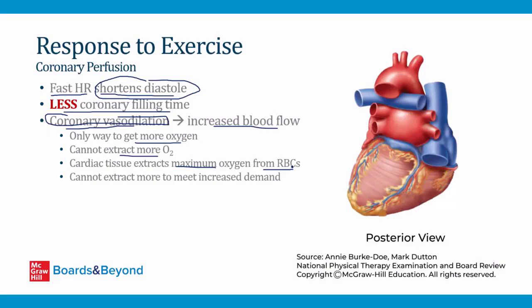So the only way it can get more oxygen is to increase the blood flow. And the only way that happens with exercise is through coronary vasodilation. And this coronary vasodilation offsets the negative consequences of less filling time from less diastole and allows the left ventricle to obtain more oxygen during exercise, which it needs to meet the increased demand.